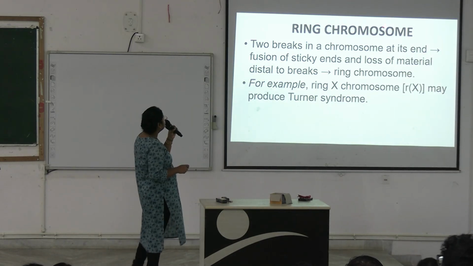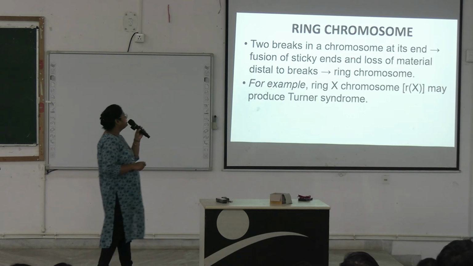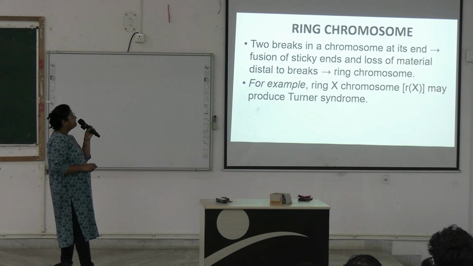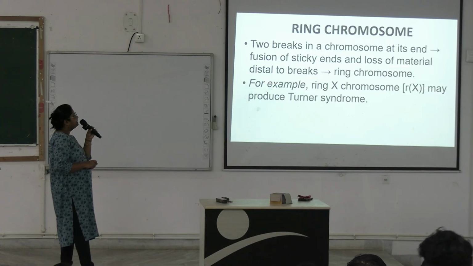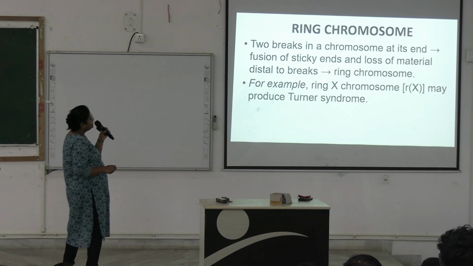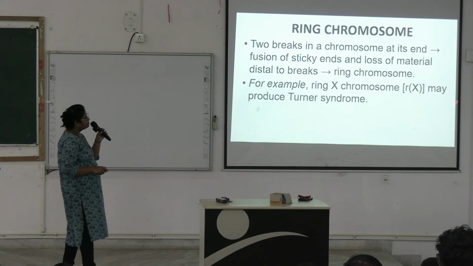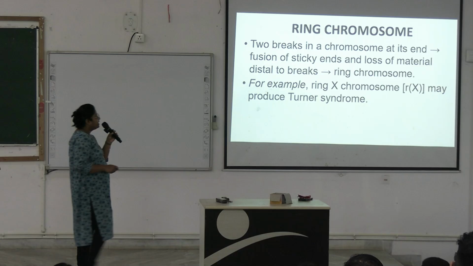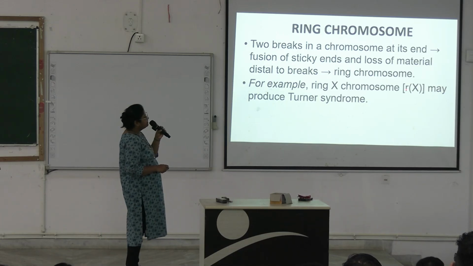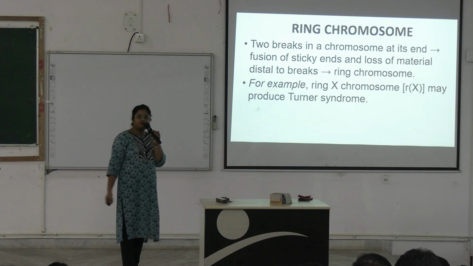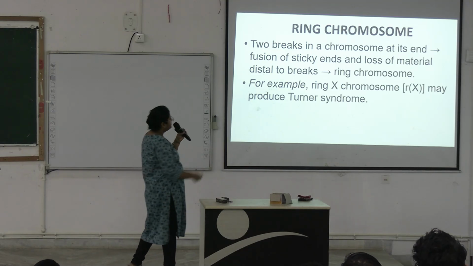Next, we are going to ring chromosome. Two breaks in a chromosome at its ends and fusion of sticky ends and loss of material distal to the breaks lead to ring chromosome. For example, ring X chromosome may produce Turner syndrome. Okay, R represents the ring and previously I represents the isochromosome formation. Okay. Next.